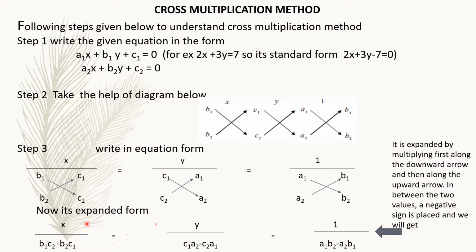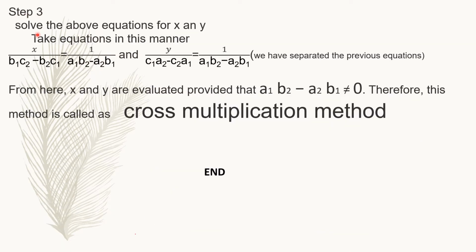Again I am repeating: x upon b1 c2 minus b2 c1 equals y upon c1 a2 minus c2 a1 equals 1 upon a1 b2 minus a2 b1. So here we follow step 3. Solve the above equations for x and y. Here we separate the previous equations in this form: x upon b1 c2 minus b2 c1 equals 1 upon a1 b2 minus a2 b1, and y upon c1 a2 minus c2 a1 equals 1 upon a1 b2 minus a2 b1. When you separate it, you can individually get the value of x and the value of y.